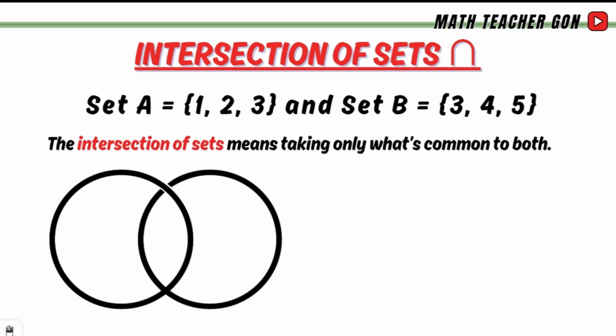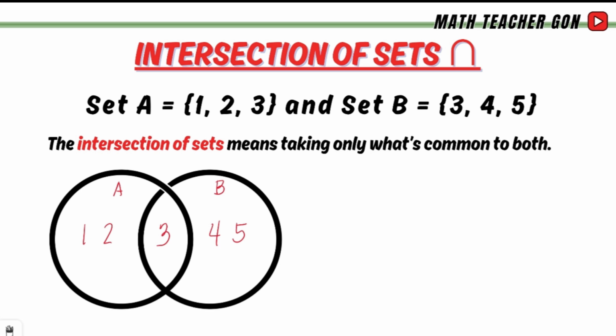Okay, let's now proceed to intersection. And it is denoted by the inverted U. So you have here set A 1, 2, 3 and set B 3, 4, 5. Again, let's write all the elements for set A and B. So you have here 1 and 2, 3 in the middle, 4 and 5.